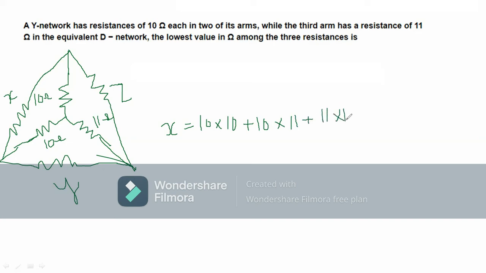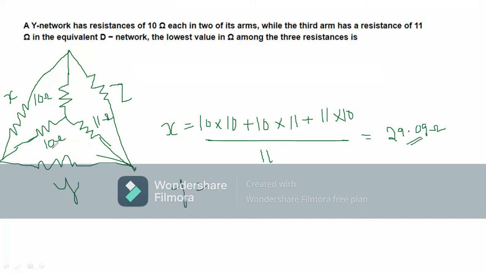11 into 10 whole divided by 10, obviously the value of X needs to be calculated now. So here it is, 11. Please make it fast. You will be getting 29.09, almost 29.09. You can make it to 2 decimals, which is sufficient. Then you have to calculate Y.